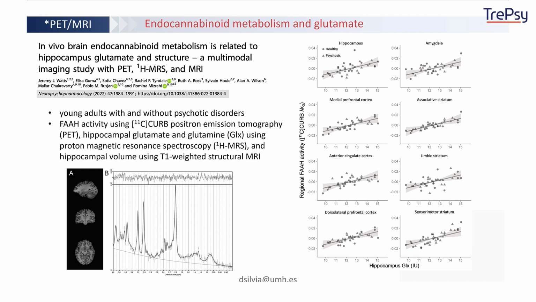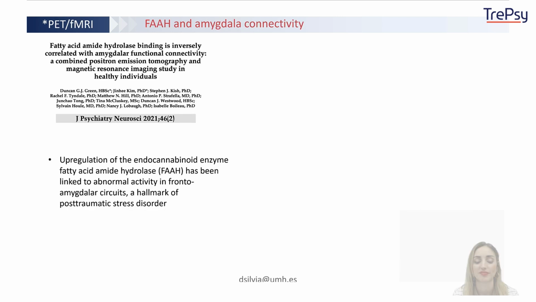What they found, in a series of regions relevant for memory, is a correlation between the regional FAAH activity measured by PET and the concentration of hippocampal glutamate and glutamine in a number of regions.